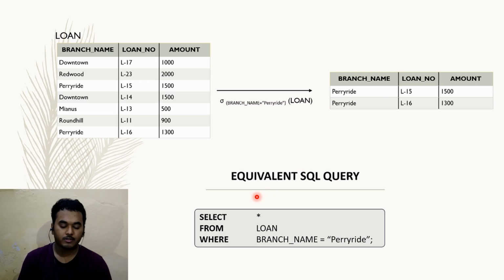The equivalent SQL query for the above example is SELECT star. This means that we are projecting all the attributes of the loan relation. FROM specifies the relation name, and the WHERE clause specifies the selection condition. Here we have given branch name equals Perryridge.